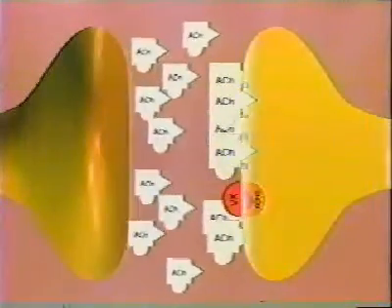As a result, the neurotransmitter acetylcholine accumulates and continues to stimulate receptor sites on the target nerve cell, muscle, or gland. The target cells continue to be stimulated long after the original impulse was transmitted.